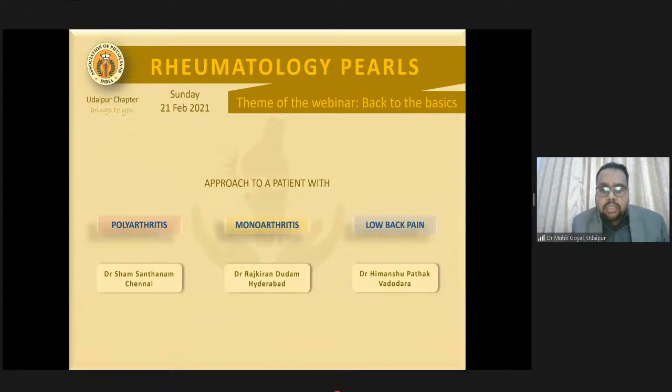The first one is the approach to a patient with polyarthritis. For that, we have an esteemed rheumatologist from Chennai, Dr. Shyam. He is a consultant at Gleneagles Global Hospital, Chennai. For the second talk on monoarthritis, we have Dr. Rajkiran Dudam. He is from the Hyderabad Rheumatology Center at Hyderabad. As we said, he is also the organizing secretary for the next national conference of the Indian Rheumatology Association.